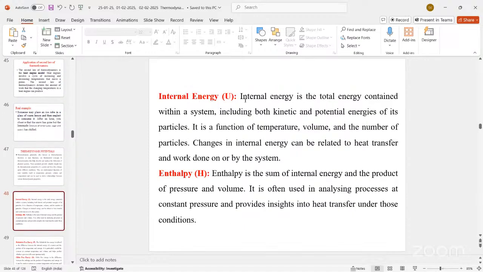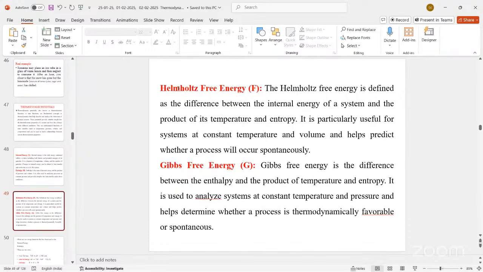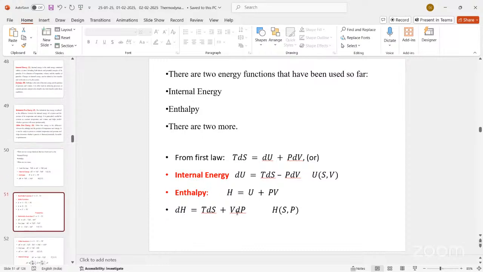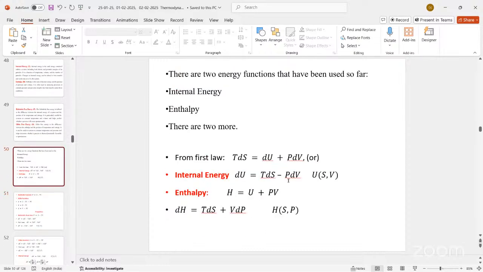Those thermodynamic potentials we discussed are internal energy U, enthalpy H, Helmholtz free energy F, and Gibbs free energy G. These are the equations we discussed. For internal energy, dU is equal to TdS minus PdV. For enthalpy, dH is equal to TdS plus VdP. Here you can see that internal energy U is a function of S and V.